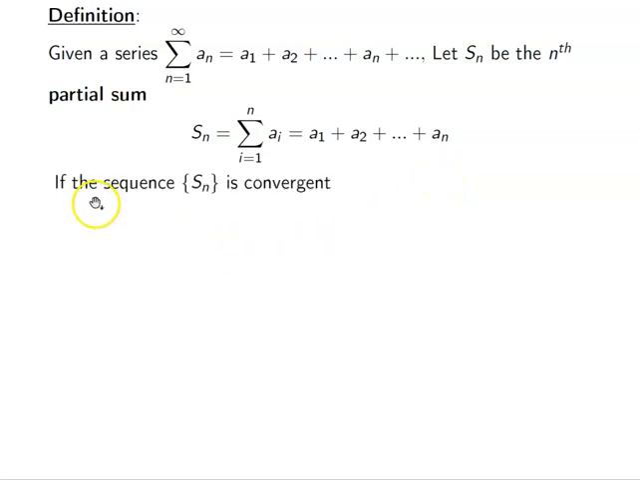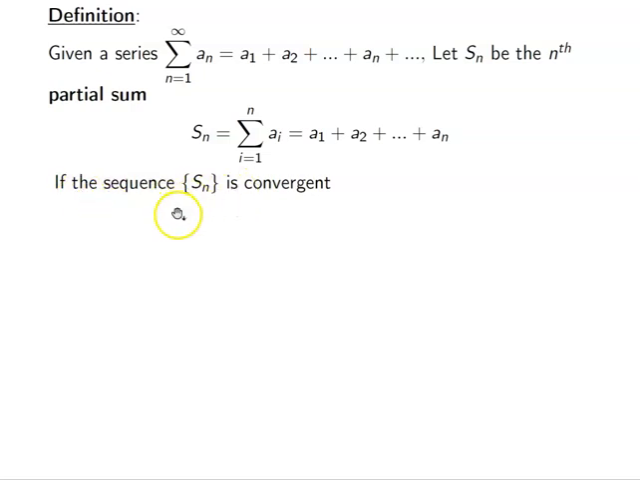Now the sequence of the sums: I'm looking at a1, and then a1 plus a2, and then a1 plus a2 plus a3, and then a1 plus a2 plus a3 plus a4. So each term in this partial sum sequence is me just adding up the terms from 1, 2, 3, 4, et cetera, up to the term that I'm on.